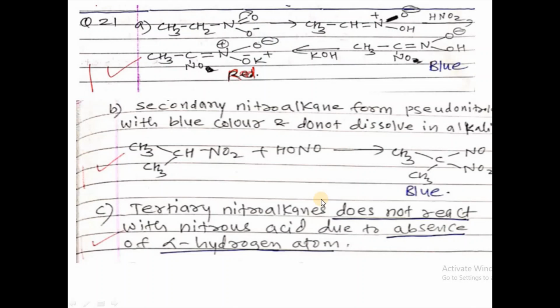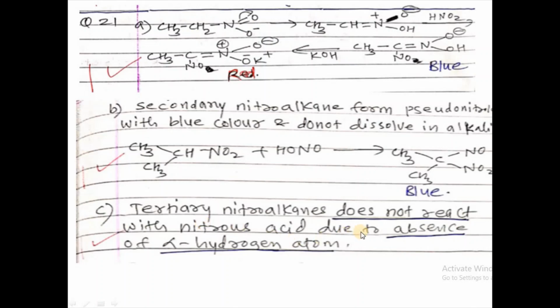In case of tertiary nitroalkanes, it does not have such a type of primary hydrogen atom or alpha hydrogen atom, and hence tertiary nitroalkanes do not react. This carries 1 mark.